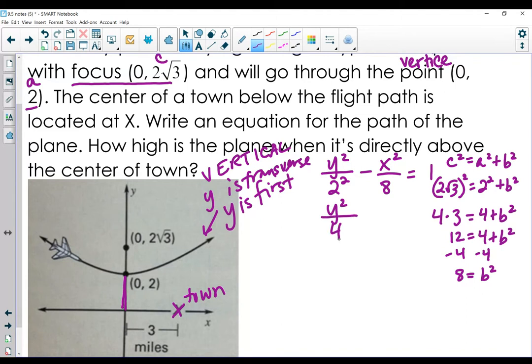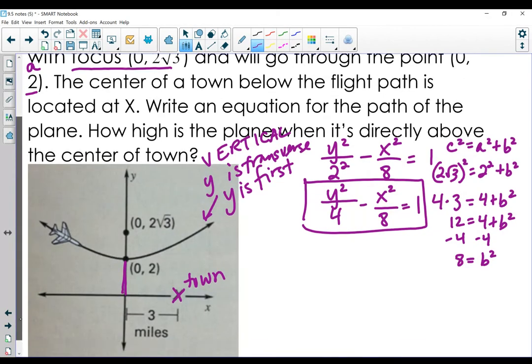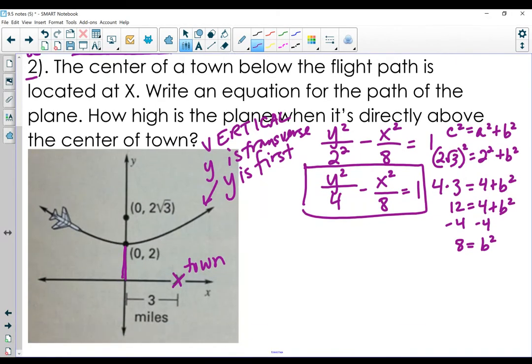So I have done the first part of this problem. I've written an equation for the path of the plane. So I'm going to go ahead and box that in to show part 1. Now I want to know how high is the plane when it's directly above the center of town. So I'm going to look at this diagram again.